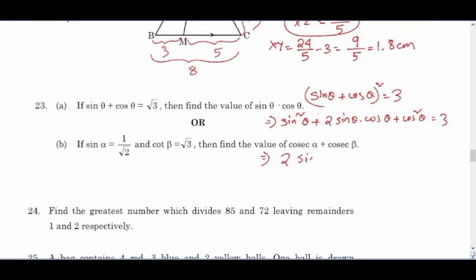So 2 sin theta into cos theta will be 3 minus 1 is 2. That is, this value is 1. So sin theta into cos theta value will be 1. Okay, very very simple. Or this is 1 by root 2 cot beta. Then find the value of this.